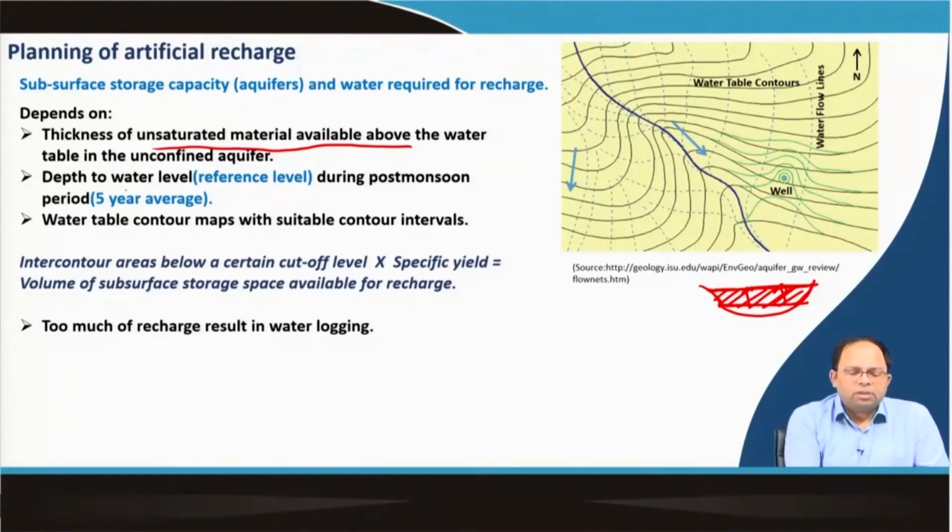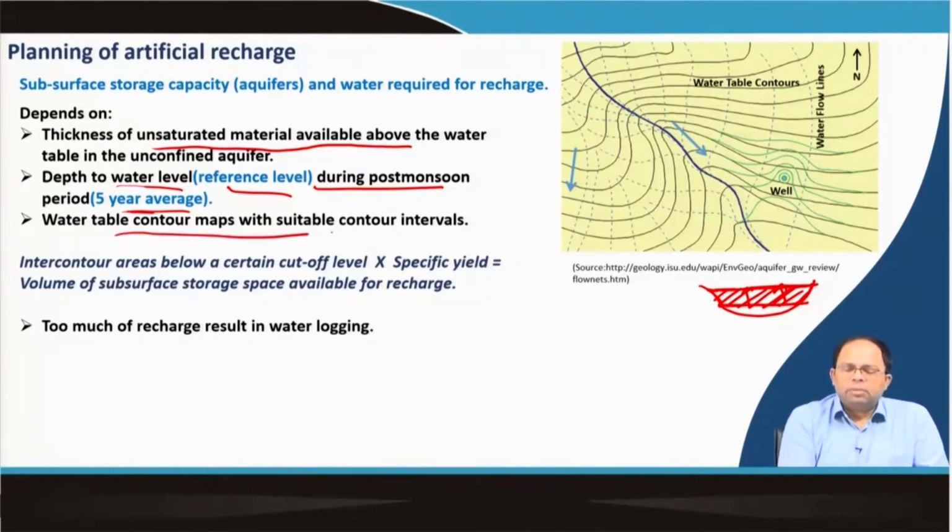Now, depth to water level, that is the reference level during the post monsoon period, a 5-year average, that is the depth of water table that is average for that particular area. So, when I say what is the level of water table in that particular area, we will consider the 5-year average for the depth of water table during the post monsoon period. So, that is the level after the normal monsoon season, after normal recharge, at which the water table is there in that particular area.